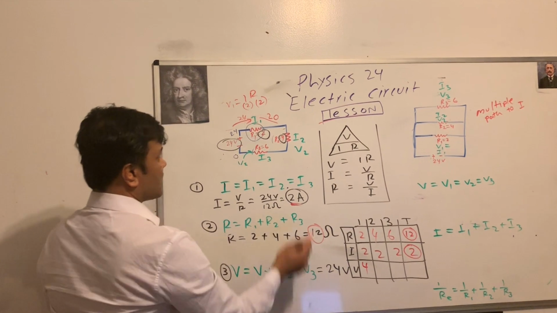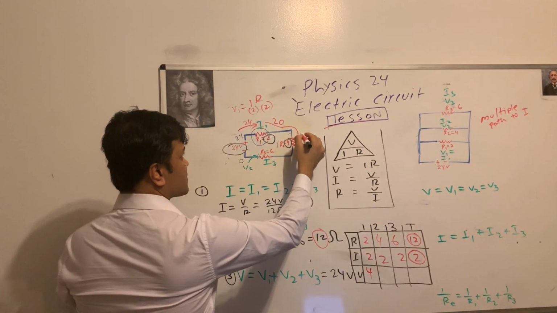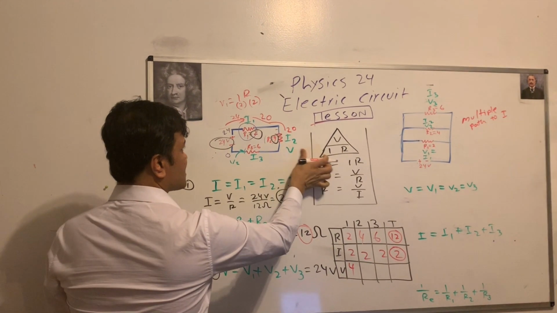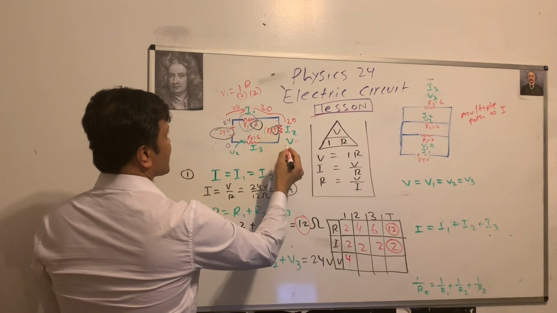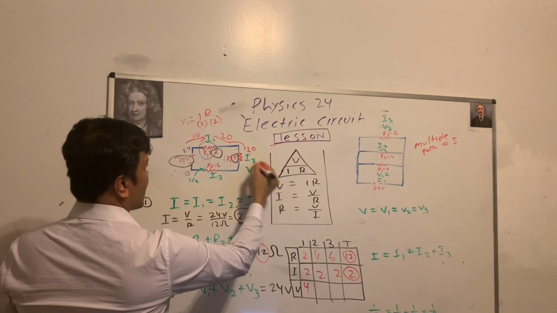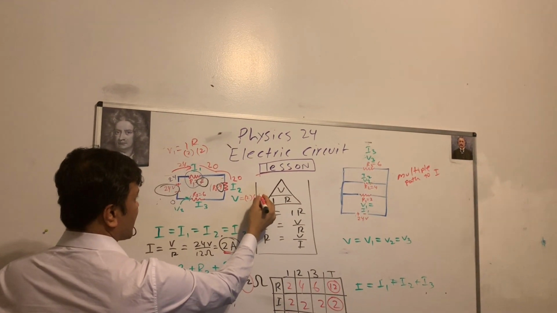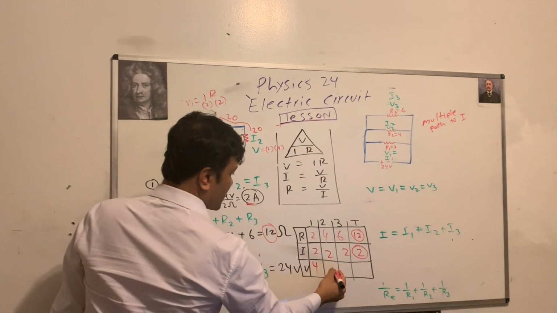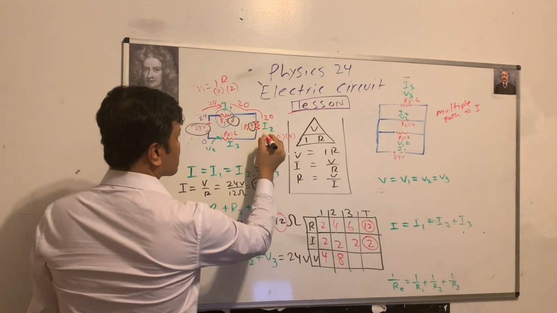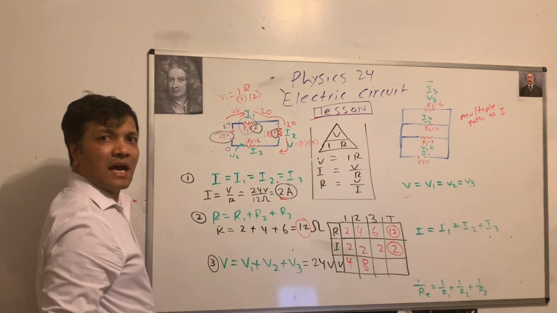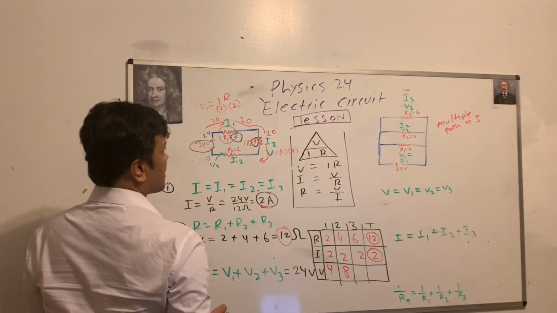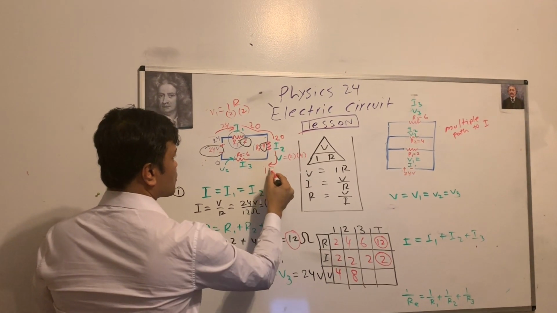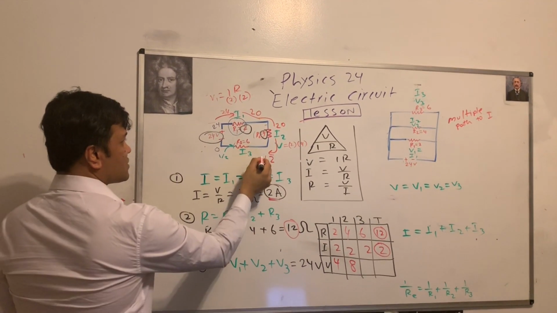Now let's see how much this one receives. 20. But how much does this one use? I is 2 and R is 4, so 8. This one consumes 8. How much comes out? 20 minus 8 is 12. So 12 comes out.